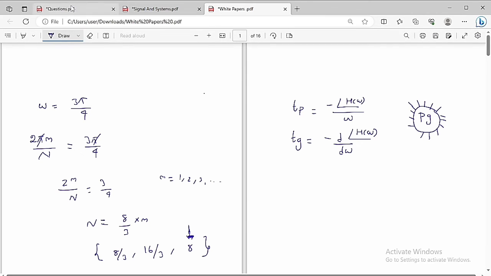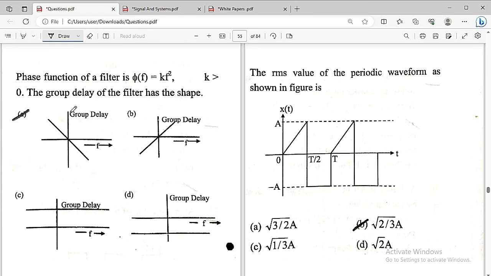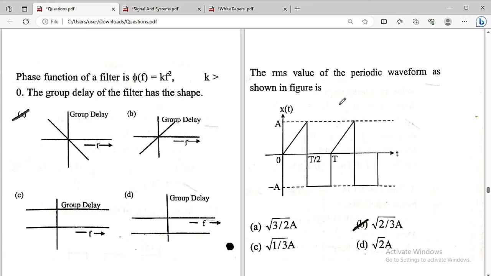What's the graph that we are going to get? This graph. So this is TG, this is f, with the negative slope. So this is the correct solution of this question. Now we are going to solve another question. See the question here. The RMS value of the periodic waveform as shown in the figure is... So what is the RMS value of the periodic waveform as shown in the figure?